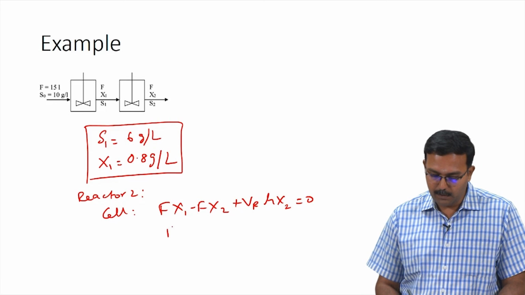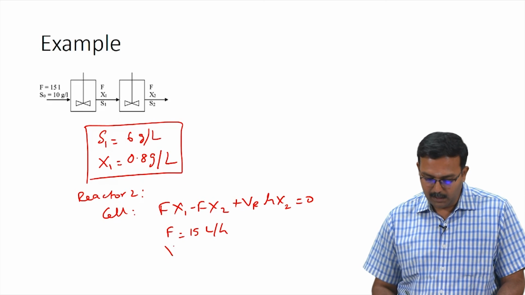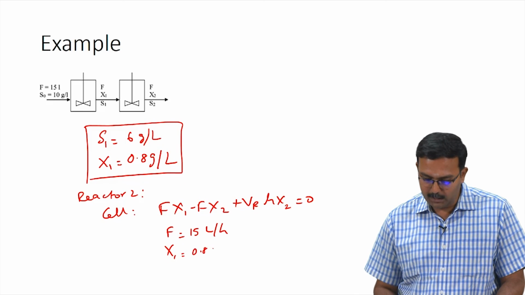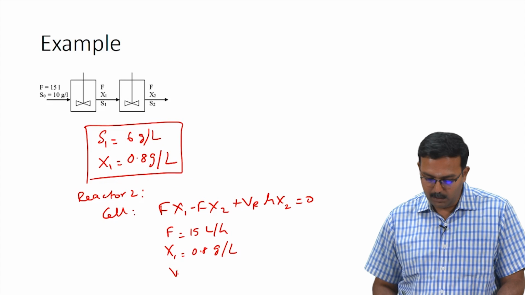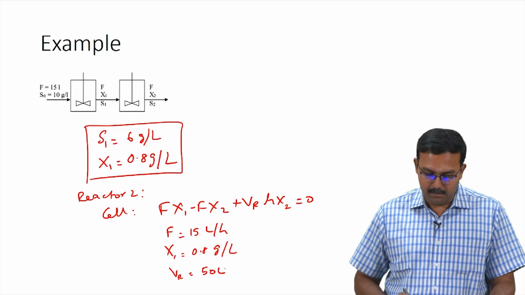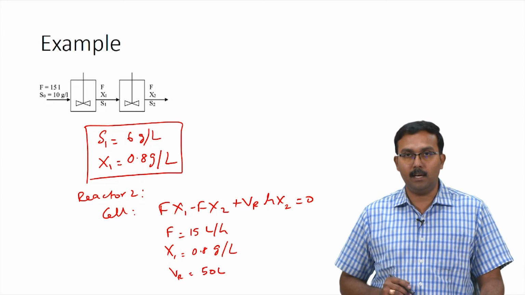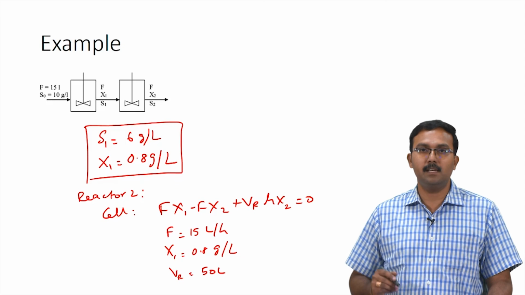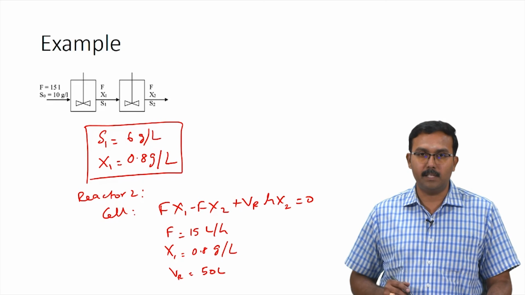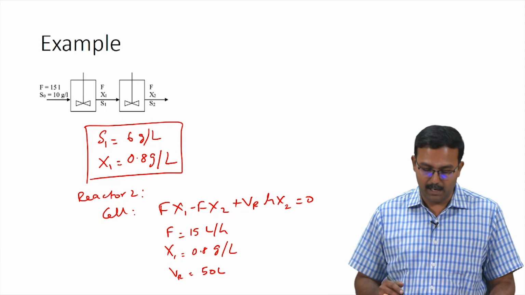In this equation we know F is equal to 15 liters per hour and we have calculated x1 as 0.8 grams per liter and we know that Vr equals 50 liters. So, this leaves only x2 and mu as the two variables which are unknown, but what you see here is it is a non-linear equation. So, we might have to solve a non-linear equation to get the final values.